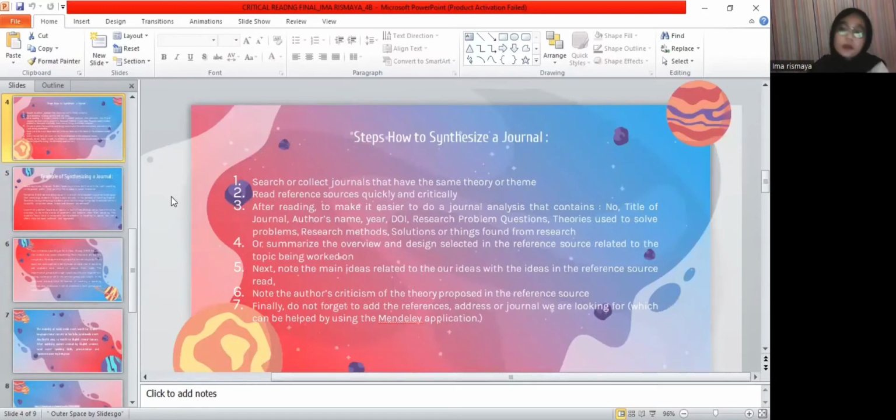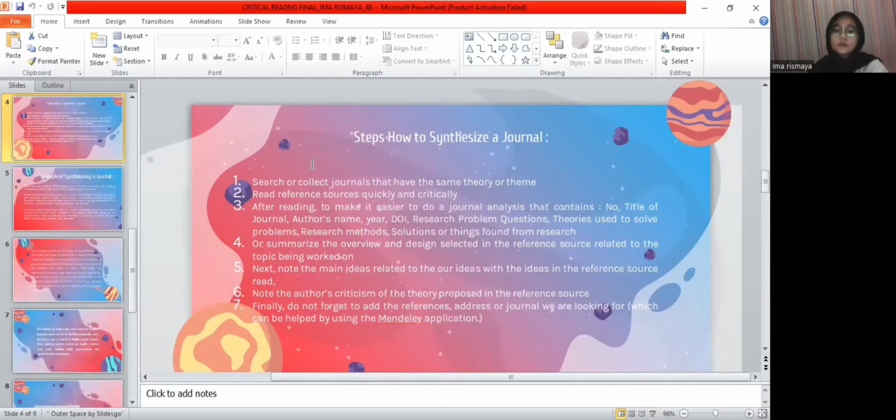Next, steps how to synthesize a journal. Number 1, search or collect journals that have the same theory or set. Number 2, read reference sources quickly and critically. Number 3, after reading, to make it easier to do a journal analysis that contains the title of the journal, author's name, year, GOE, research problem question, theories used to solve problems, research method, solution or thing found from research.